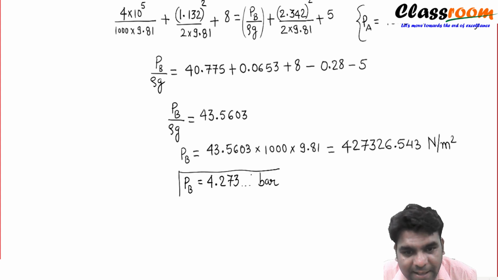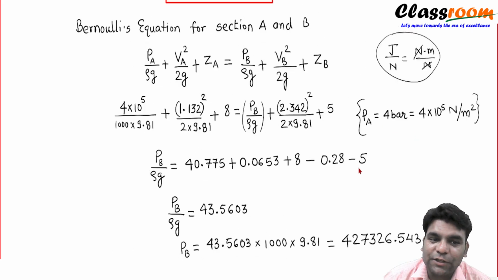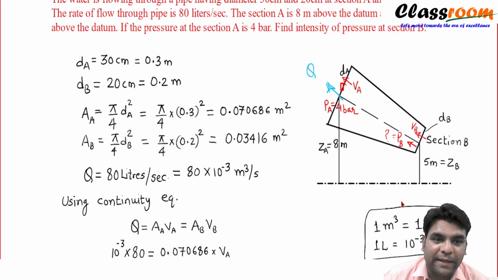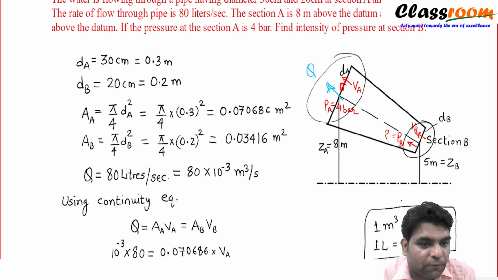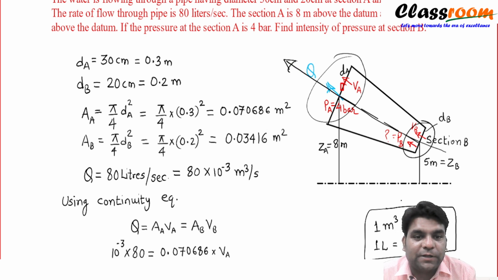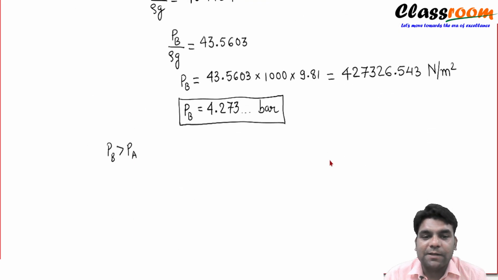This is the answer. And we can say here that PB is greater than PA. So the direction of flow which we drew here is not correct. Since the pressure at B is higher than the pressure at A, and the flow is always from higher pressure to lower pressure, the direction of flow should be B to A. Okay. So this is the final answer which is asked in the question.